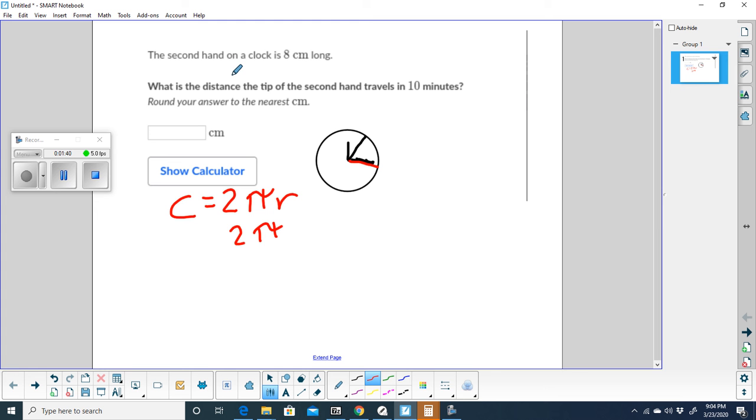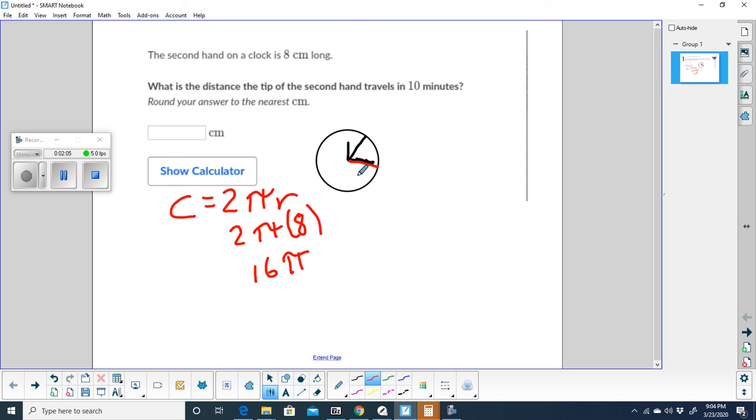Well, the second hand of a clock is 8 centimeters long. So the distance from here, from the center to the edge, is 8. So 2 times pi times 8, right? So 2 times pi times 8 is 16 times pi. That's the distance around the circle, right? The distance around the circle is 16 times pi.